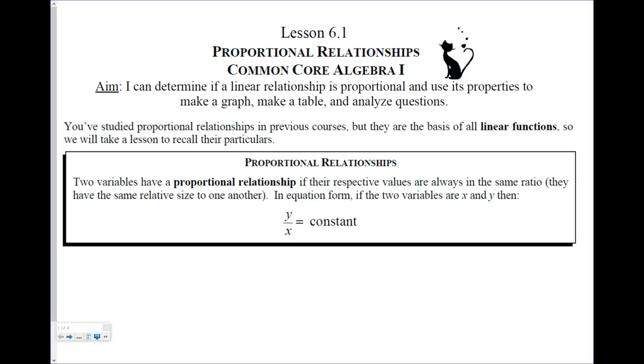This unit is going to be talking about linear graphs, functions, tables, and relationships. All the lessons in it we're going to be talking about lines and what kinds of relationships lines have. So the first lesson we have to talk about is proportional relationships. So your aim today is that I can determine if a linear relationship is proportional and use its properties to make a graph, make a table, and analyze questions.